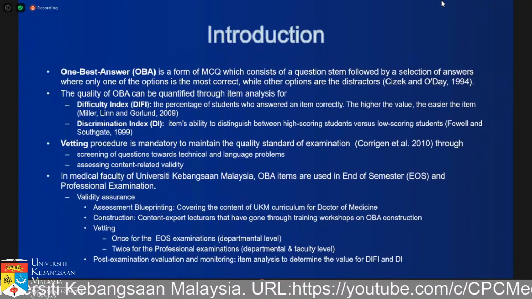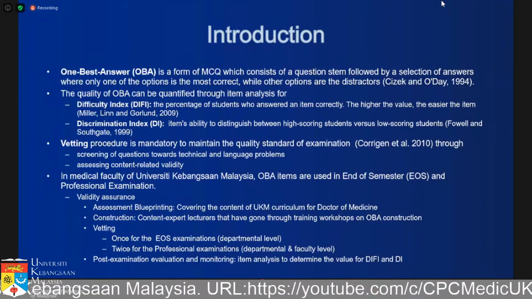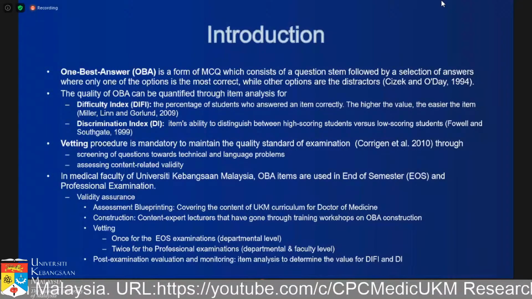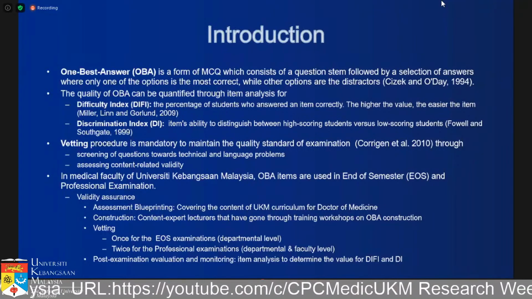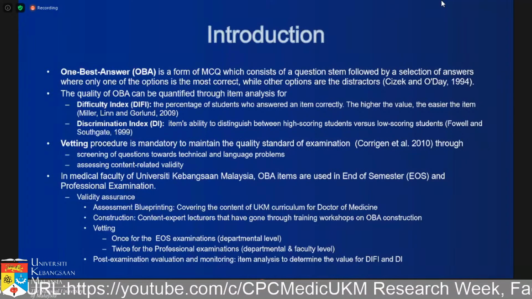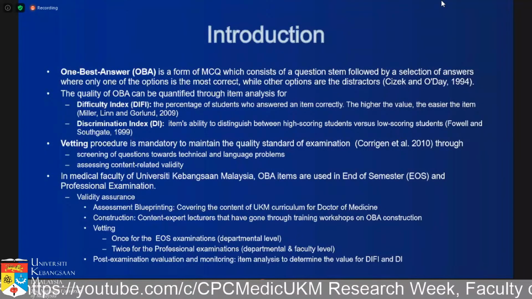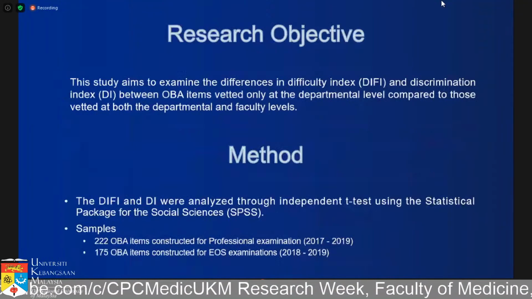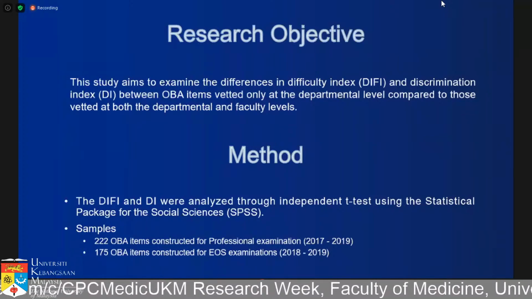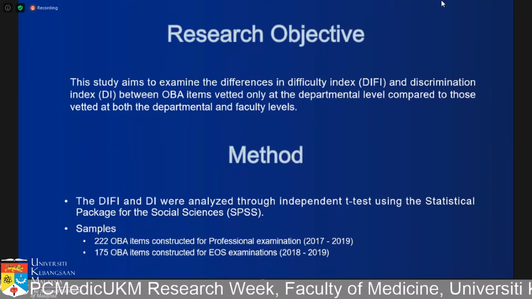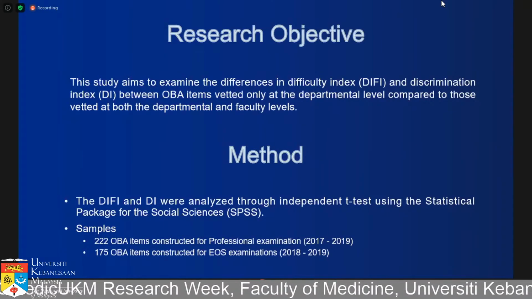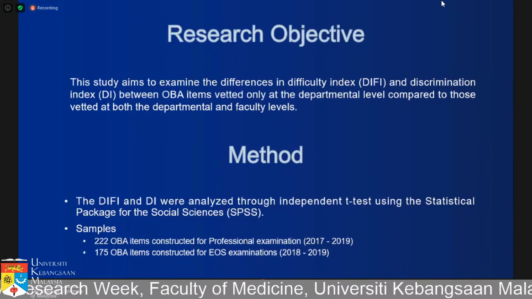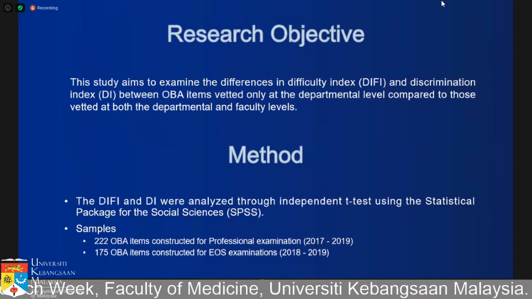We have two different procedures for vetting. For EOS, it's only done once internally in the department, but for professional examination, we do it twice, once internally in the department as well as centrally at the faculty level. For evaluation and monitoring, after examination, all the questions go through item analysis for us to look at the difficulty index as well as the discrimination index. As you can see, there are two different vetting procedures for EOS and professional examination. So this research looks at the differences in difficulty index and discrimination index between OBA items vetted only once at the department level compared to those vetted twice, both at the department as well as centrally at faculty level.